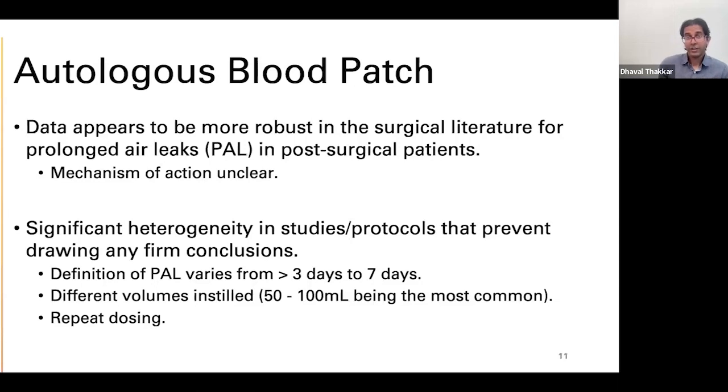Moving on to autologous blood patches. The data for that is a little bit murky, but it seems to be more robust in surgical literature for prolonged air leaks in post-surgical patients.